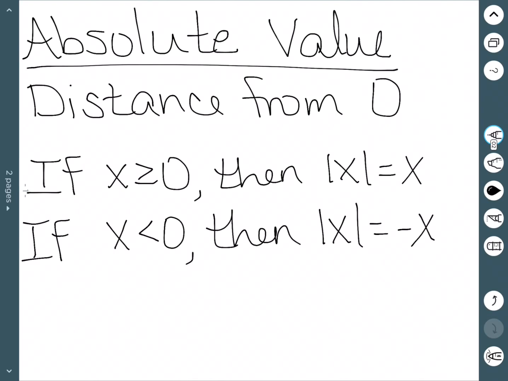If the number was originally negative, the absolute value of x is equal to negative x. Essentially, we want to change the sign. The absolute value is the number without a sign. So if it's negative, just make it positive.